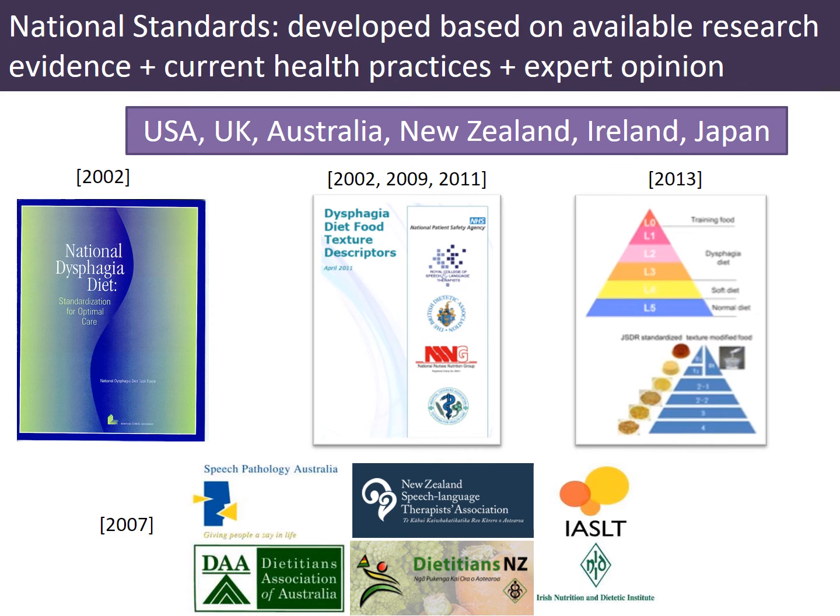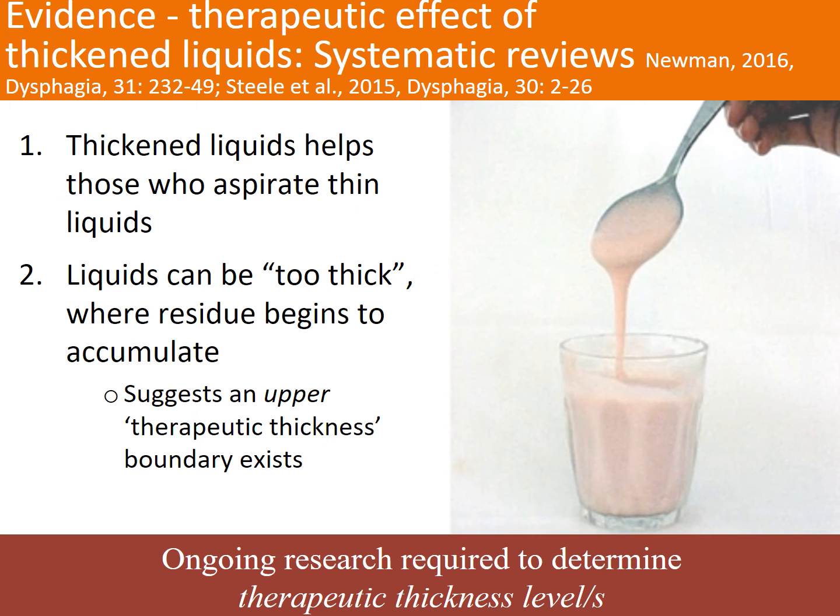The background to this is that in 2013, we started to look at what are the existing guidelines in place with all different situations around the world. We then started to look at what evidence there was for texture-modifying foods. And we did a systematic review that was published in the journal Dysphagia. This is available open access.